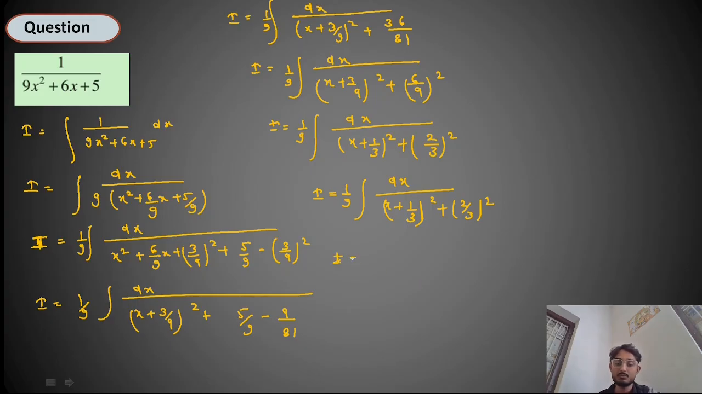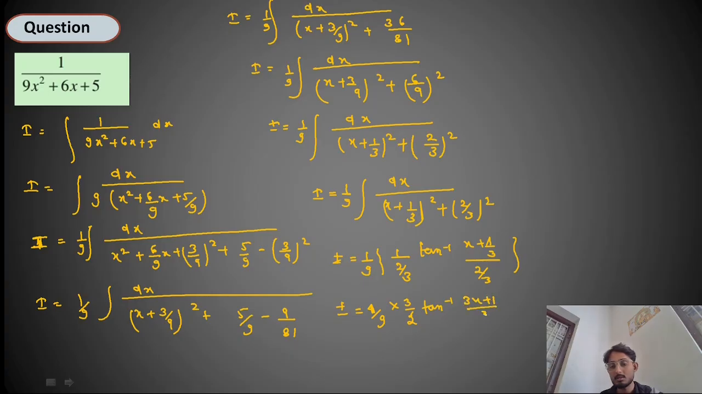So I equal to 1 upon a, here 1 upon a equal to 2 upon 3, tan inverse x means x plus 1 upon 3, upon a means 2 upon 3. You can solve this term. So you will get 1 upon 9, and here 3 upon 2, tan inverse 3x plus 1 upon 3 and 2 upon 3.